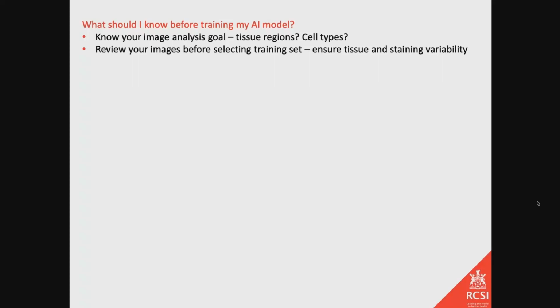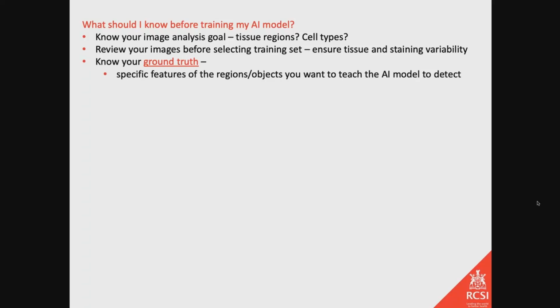And this brings us ultimately to the most important part, which is knowing your ground truth. The ground truth are the specific features of the regions or objects that you want to teach the AI model to detect. Essentially, it's what helps you to determine a baseline for what is or isn't your region or your object. And it brings us back really to garbage in, garbage out, because if you think about it, you can't teach the AI clearly and consistently if you yourself aren't sure and clear what your ground truth is.